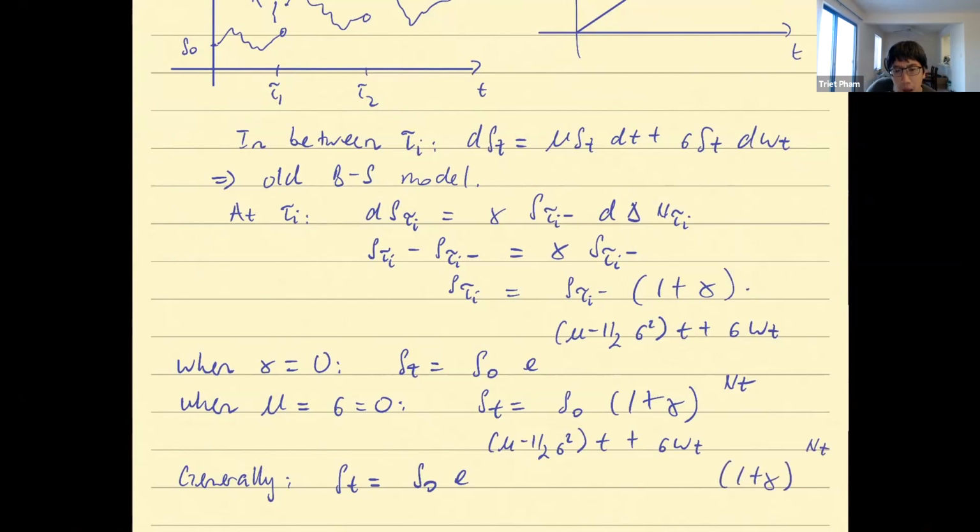Correct. Correct, exactly. Right? Do you see why?